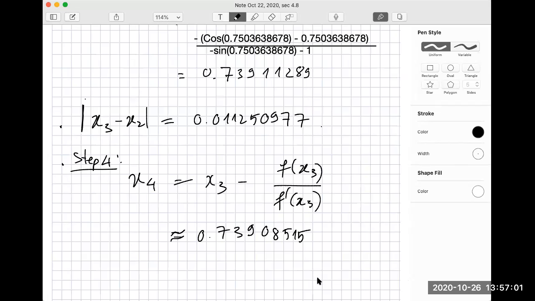513. Oh, sorry. Sorry, people on Zoom. I forgot sharing the screen. Okay, here we go. Now, this is x4.